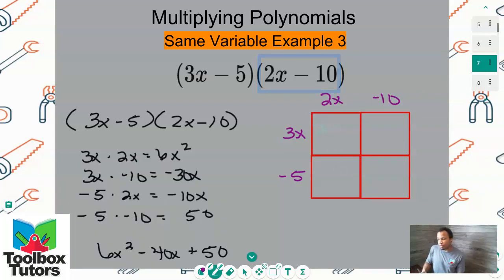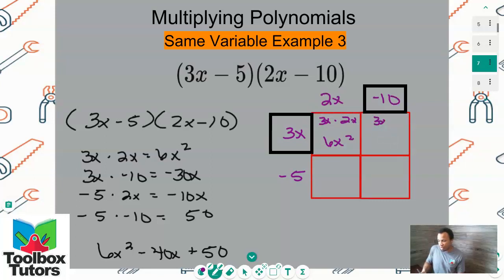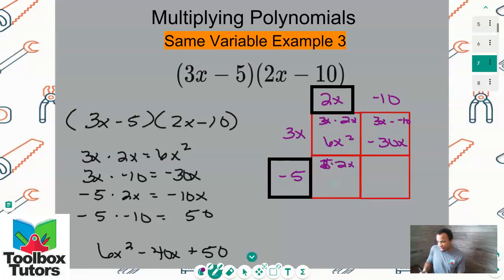So now we'll multiply what terms meet at each specific box. So 3x times 2x, that gives us 6x squared. Next, we have 3x times negative 10. That gives us negative 30x. Below, we have negative 5 times 2x. That gives us negative 10x. And last, we have negative 5 times negative 10, and that gives us 50.